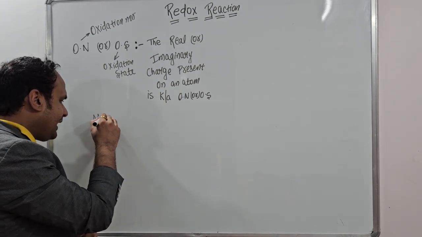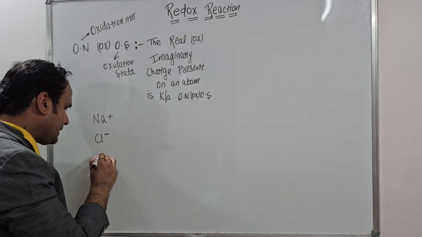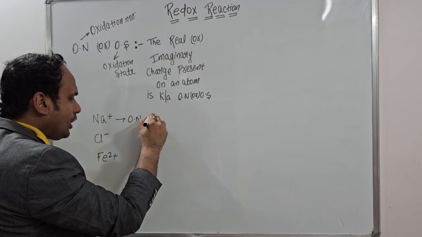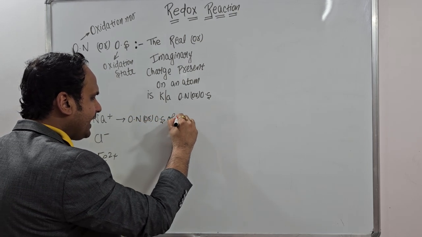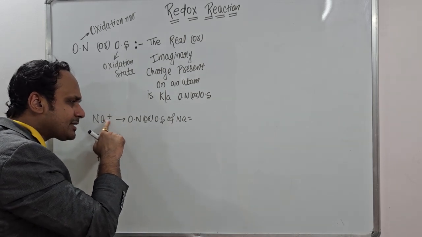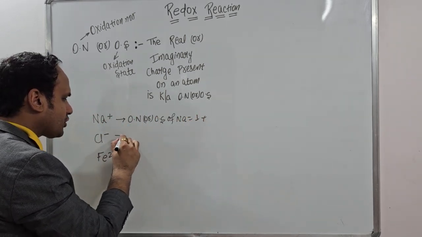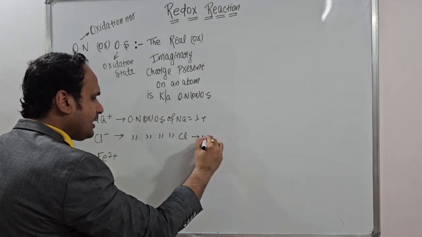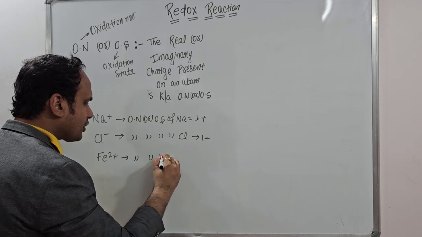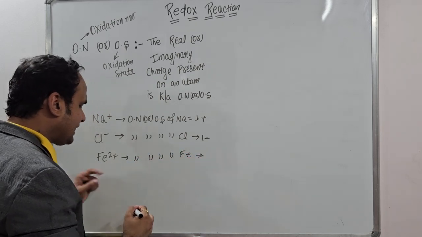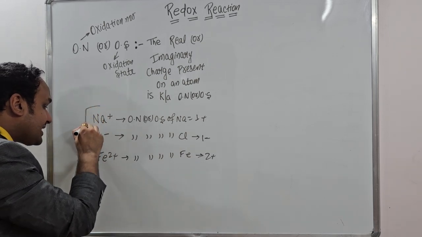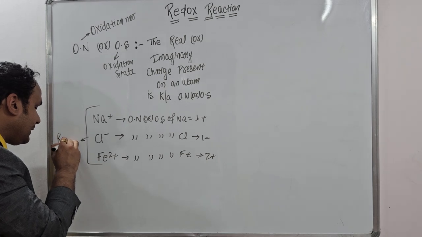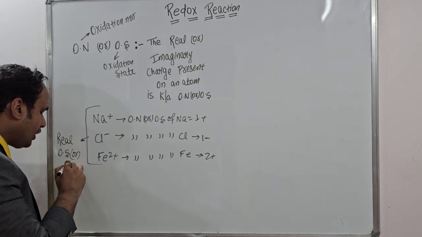Suppose I have written Na+, Cl-, Fe2+ like this. If I am asking what is the oxidation number or oxidation state of Na, what is the charge present over here? Plus means +1 is the oxidation number. What is the oxidation number of Cl? So you will say -1. What is the oxidation number of Fe? You will say, sir, it has 2+, so +2.